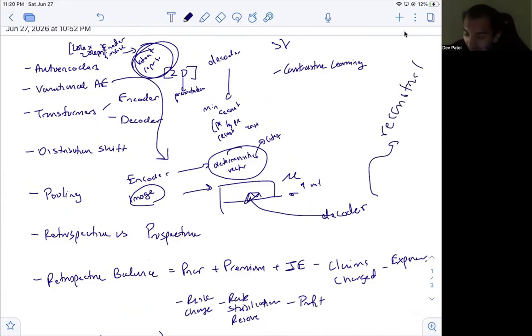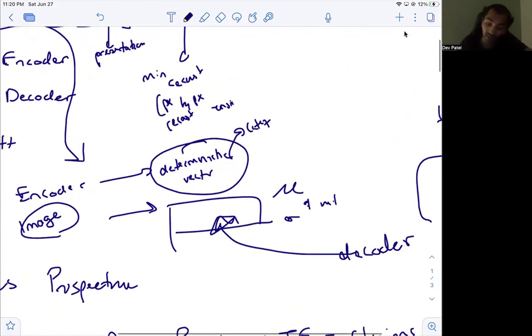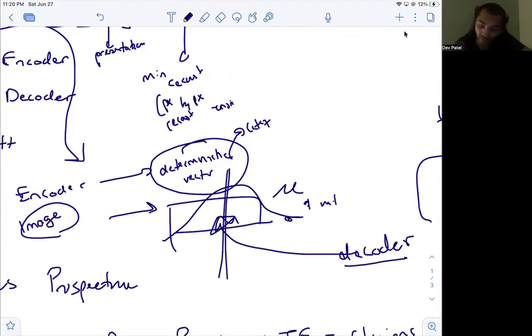Now what this allows is that the decoder may not select the exact perfect representation of the latent space. It may select a point or a vector that's slightly different from the exact mean or the exact center. And even if it's slightly off from the center, that should still produce an image that's close to the original image.